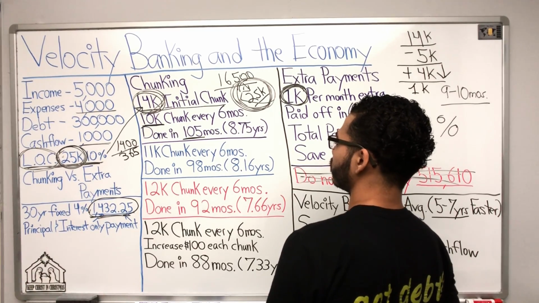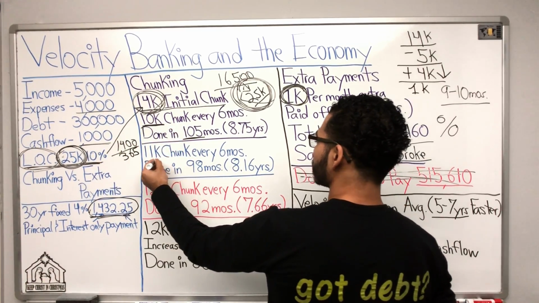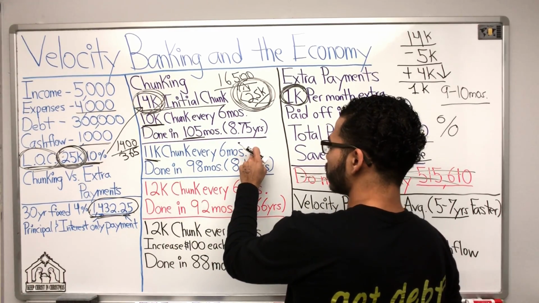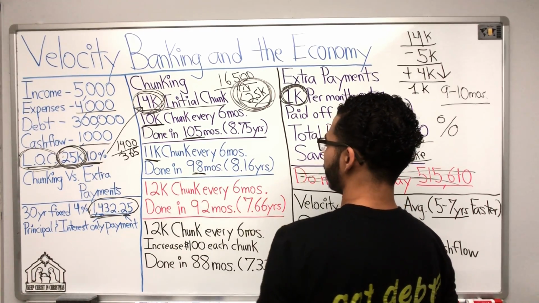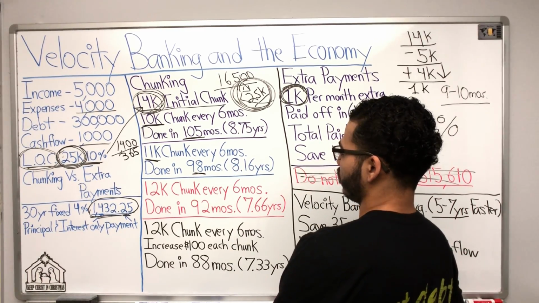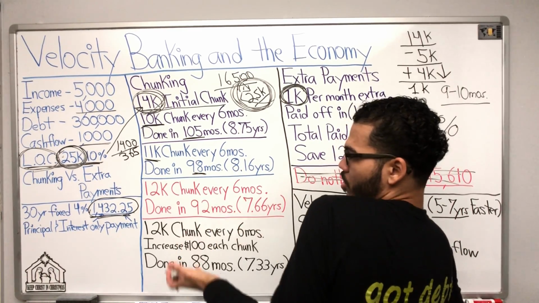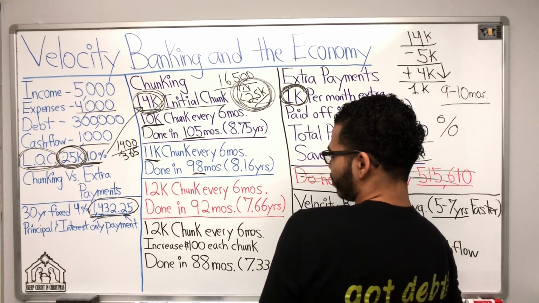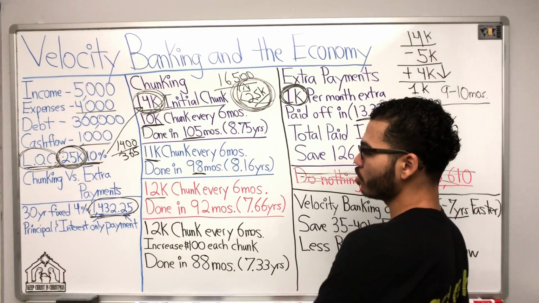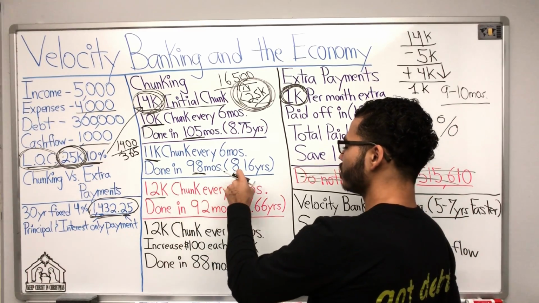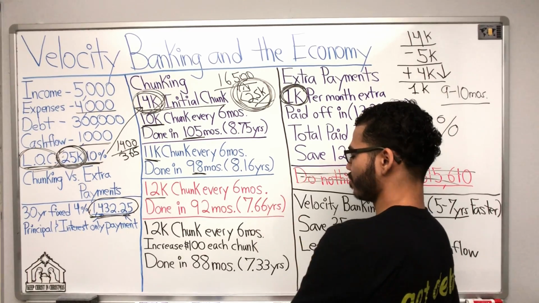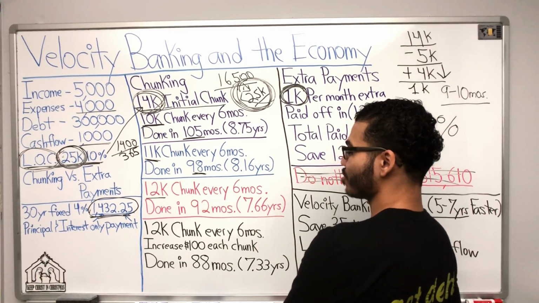Not bad at all. So anyways, let's say we did the 11K chunk after the 14 every 6 months. My friend, we'd be done in 98 months. That's 8.16 years. Not bad. Let's up the ante a little bit more. Get a little more aggressive. You've got the space to do so. 12,000 every 6 months, done in 92. Now we're talking 7.66 years.